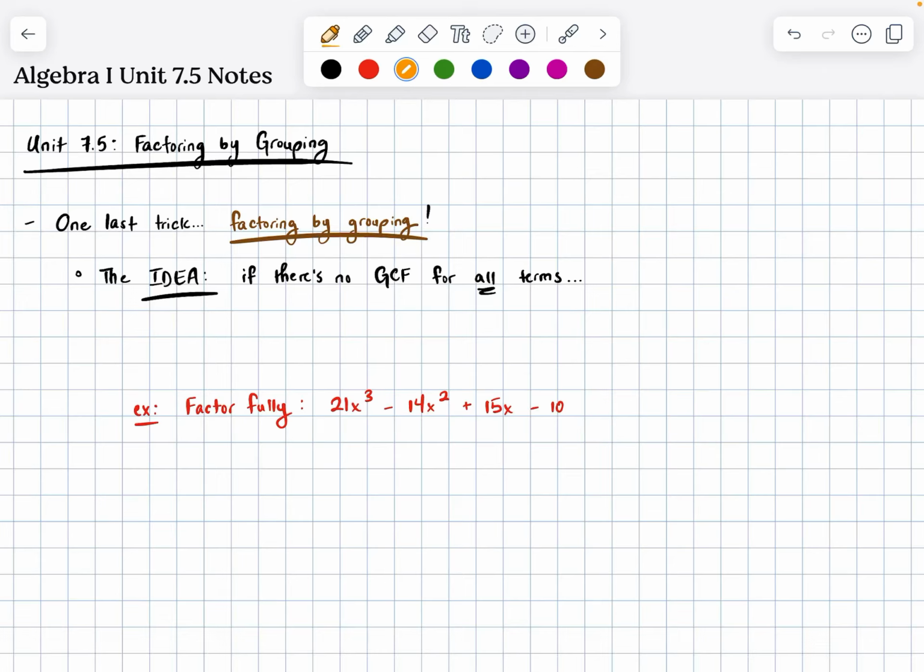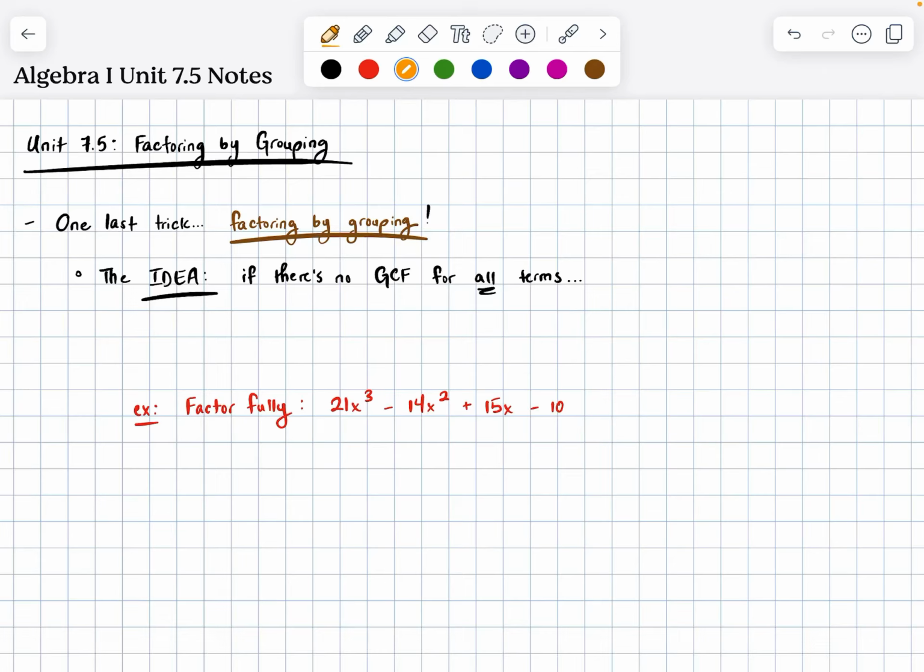We now know how to reverse the process of simplifying when we can clearly find either a GCF between all of our terms or when we see an obvious special pattern that we know how to break down. But take an example like this, friend. 21x cubed minus 14x squared plus 15x minus 10. This has a lot of terms, no special products, and no common factors. But thankfully, we've got one last trick up our sleeves that we are going to call factoring by grouping.